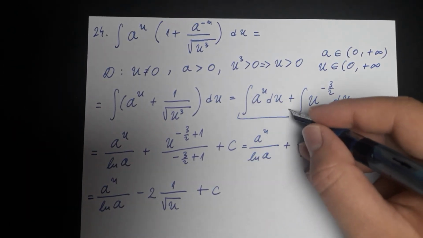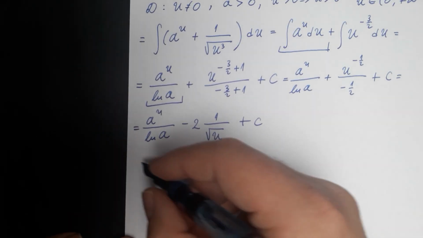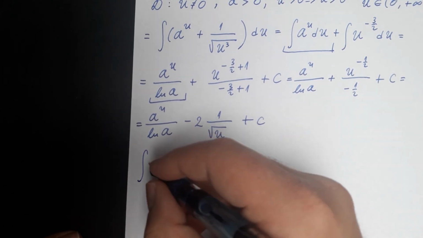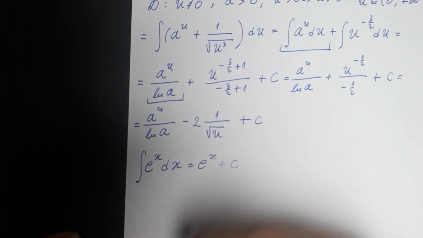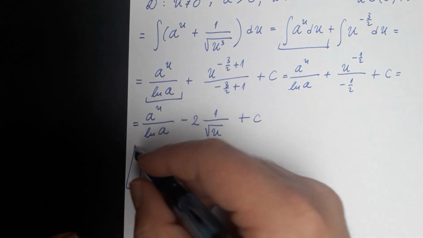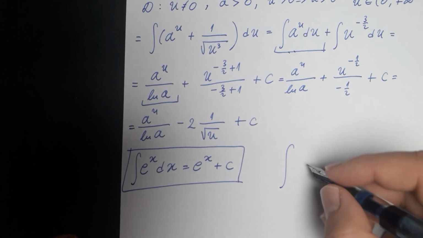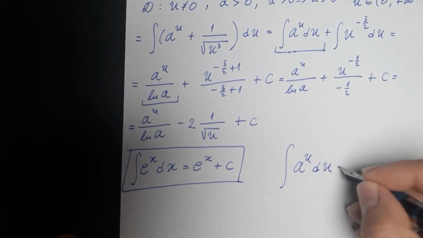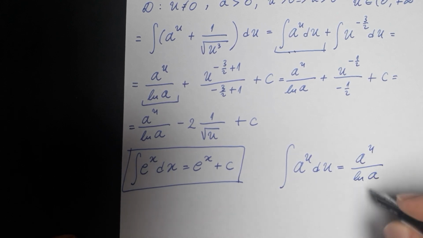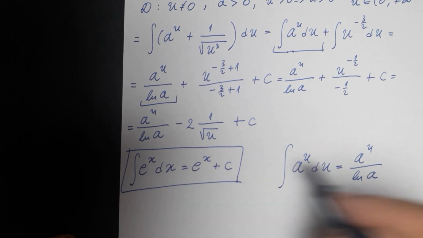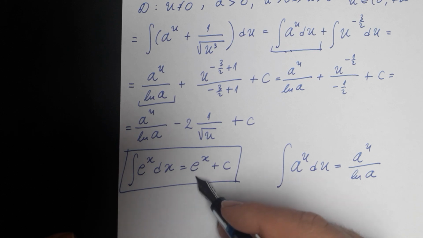Now this integral is from the table, and this is its solution, but we are more used to it being written as e to the power x dx, and that is e to the power x plus c. This is only a special case of this integral. It can be proven that the integral of a to the power u du is equal to a to the power u divided by ln of a. Of course, this is the same, and we just have division by ln of e, which is equal to 1.